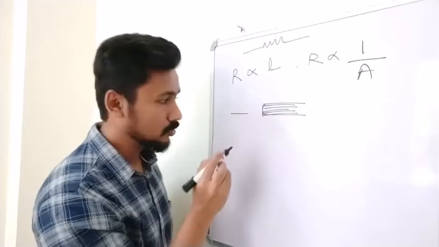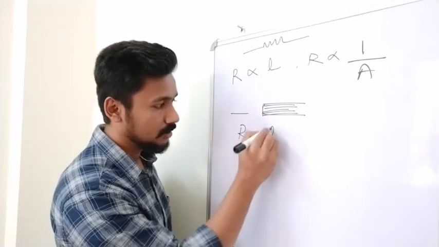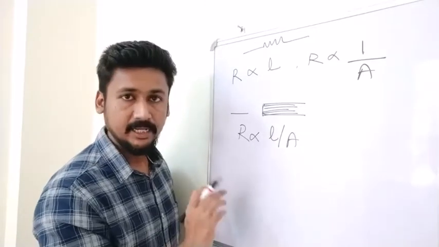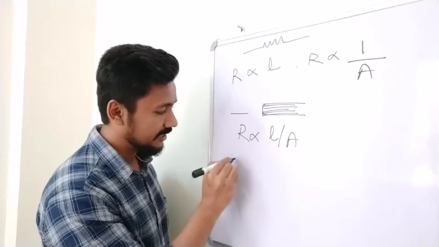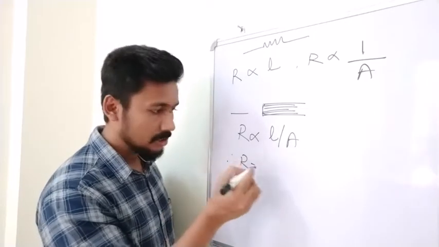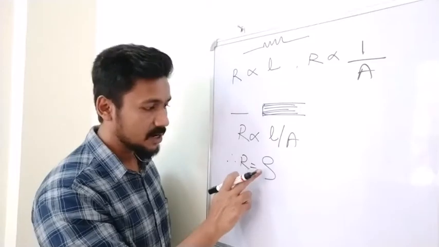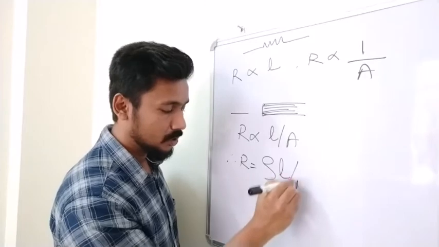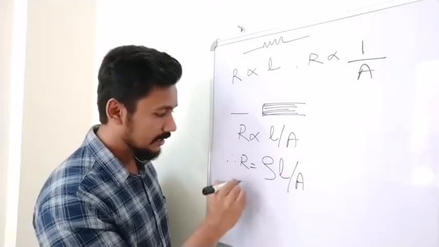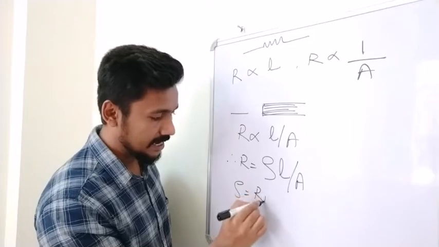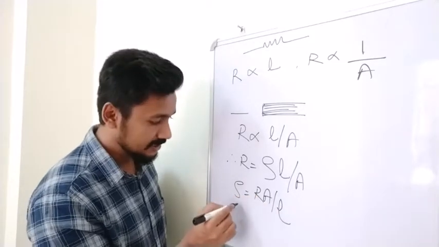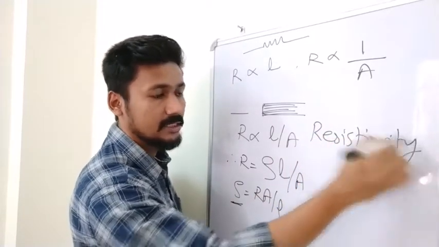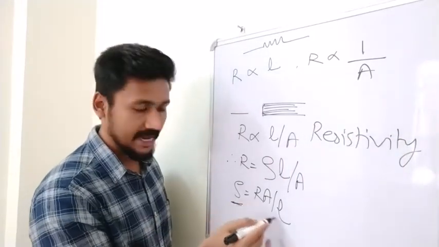So remember these two things: resistance is directly proportional to length and inversely proportional to the area of cross section. Combining these two, we can write R proportional to L upon A. Now we have the sign of proportionality. To remove that, we add a constant, so R is equal to the constant we add, which is pronounced as rho. So R is equal to rho into L upon A. So rho is equal to RA by L, and this rho is known as the resistivity. So resistivity rho is equal to RA by L.